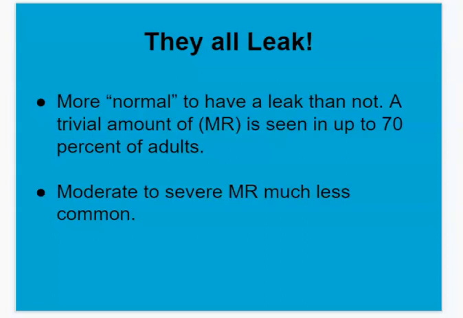You very, very rarely see anybody who comes through the lab that has absolutely no leak at all. That's outside the norm, so to speak. But up to about 70% of adults have at least a trivial amount of MR, and moderate to severe is far less in the population. Those are the ones, of course, we're managing.